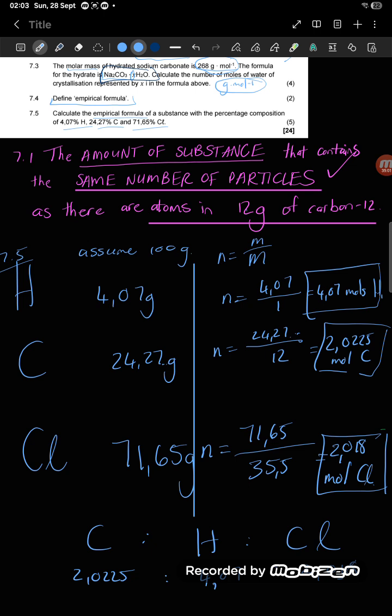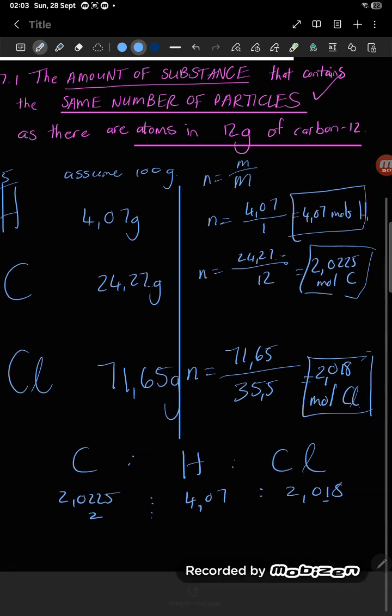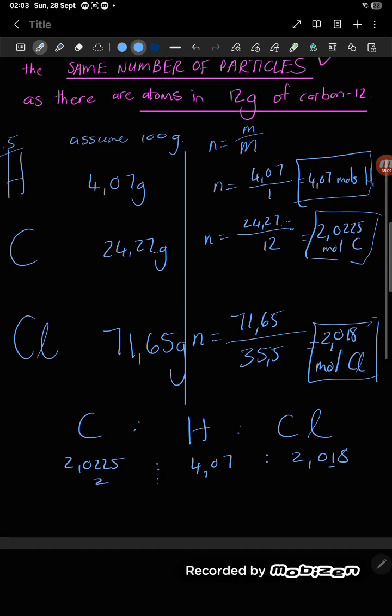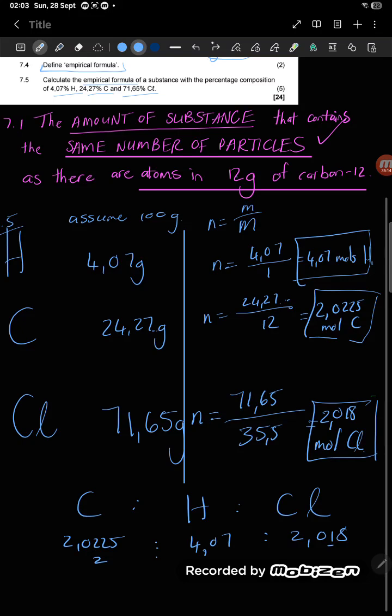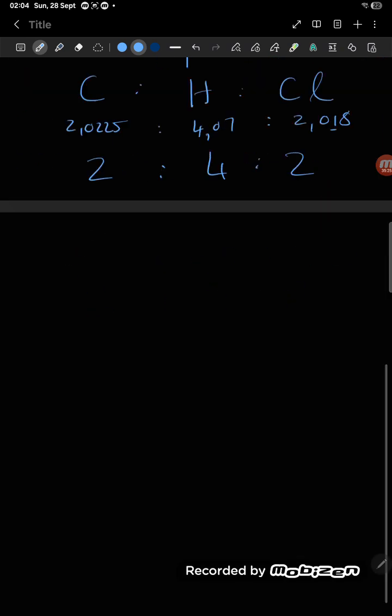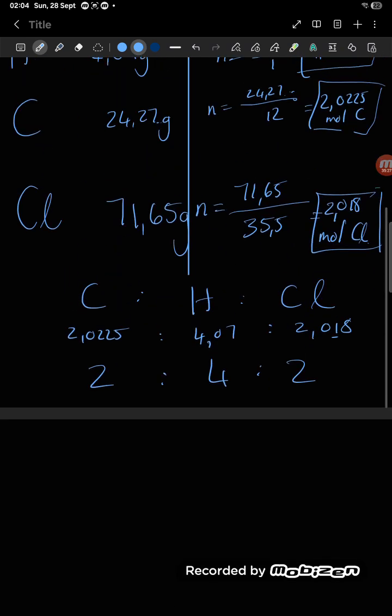And so you're going to put it into whole numbers. So you're going to say 2, 2, 4 to 2, but that's not simplest form. Simplest form would be to divide everything by 2. So divide by 2, divide by 2, divide by 2, and I've got 1 to 2 to 1.